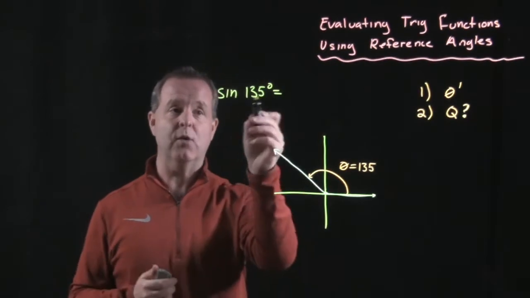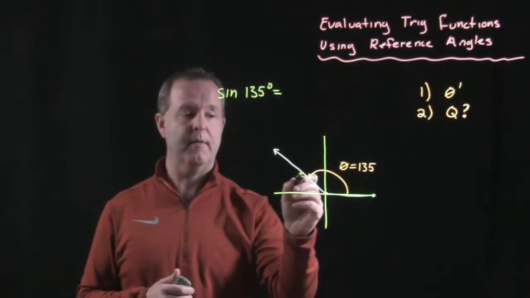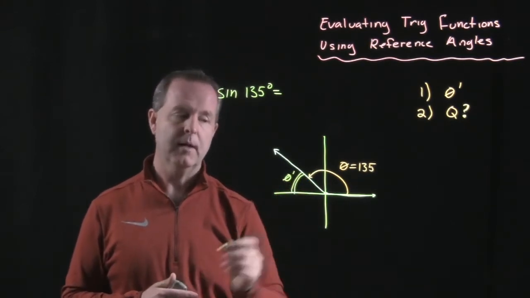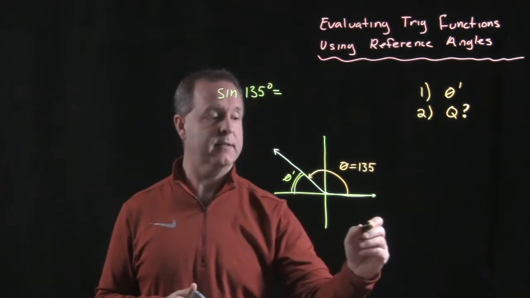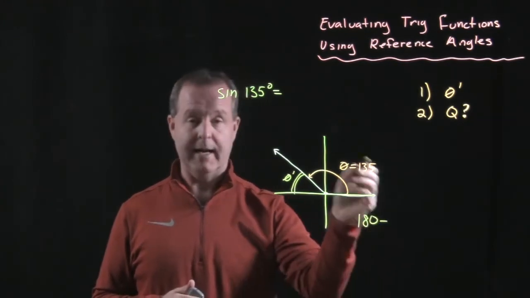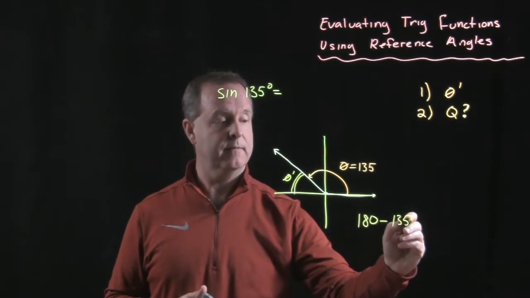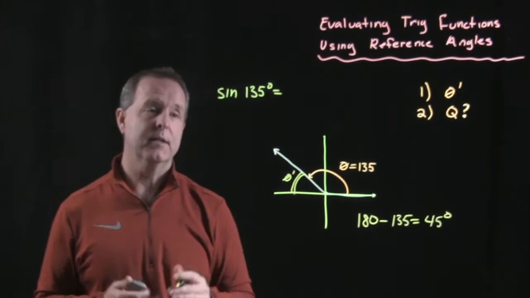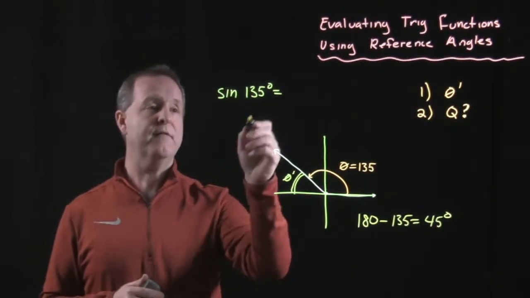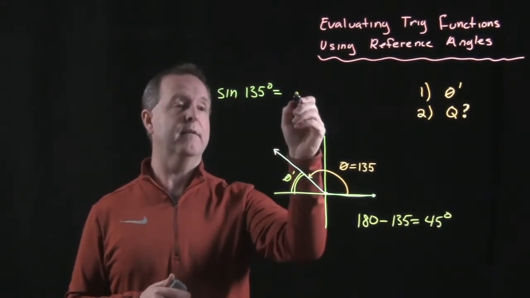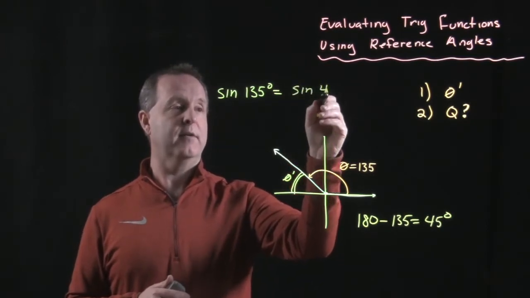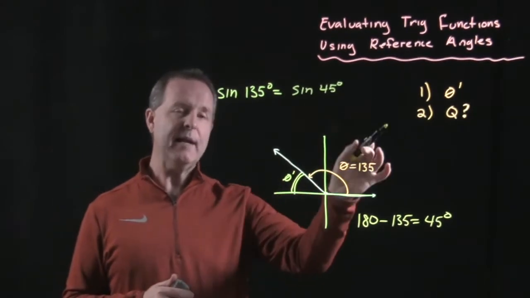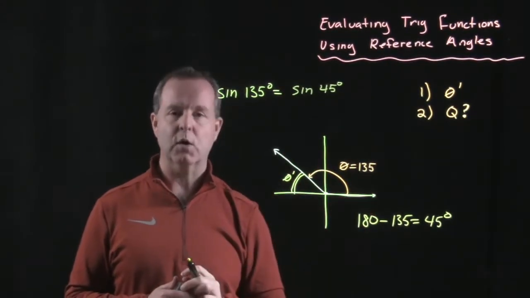So what's the reference angle of 135 degrees? Remember, that's this remaining part over there. Well, if the entire sweep was 180 degrees, and the first sweep was 135 degrees, we're left with 45 degrees. So we would say then that the sine of 135 degrees is the same thing as the sine of 45 degrees. That's our reference angle. The second part that we need to determine is something about its quadrant.